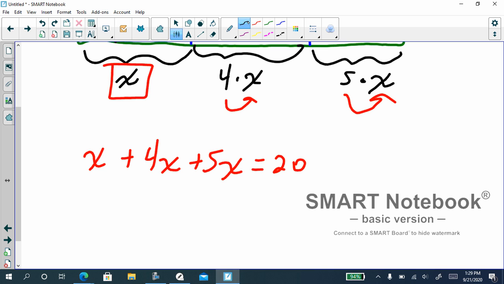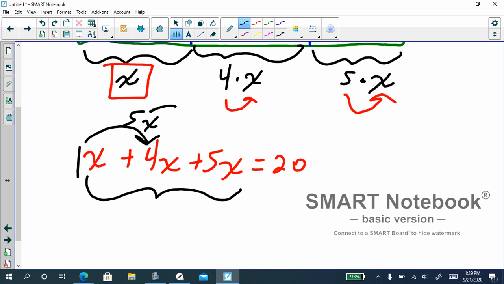There are no fractions to combine, no parentheses. So simplify each side. Well, on the left side, all of these are like terms. We have 1x, and then we get 4 more. Well, 1 plus 4 is 5. Then when we combine that with the last one, 5 plus 5 is 10. So all of those are x's to the first, so they are like terms. 1 plus 4 plus 5 is 10. On the other side, we just have 1 term.